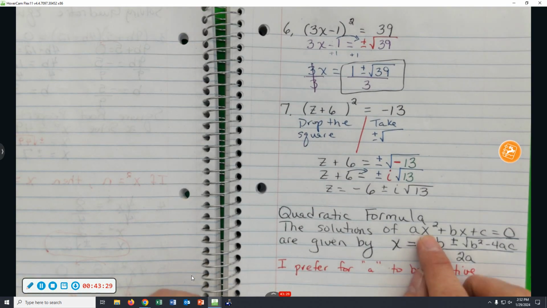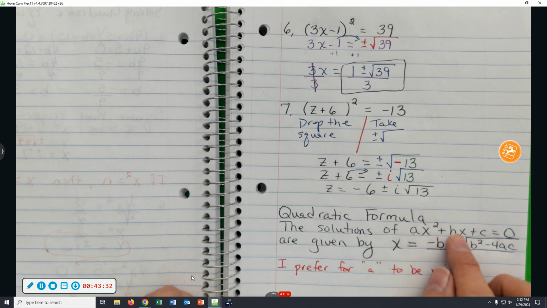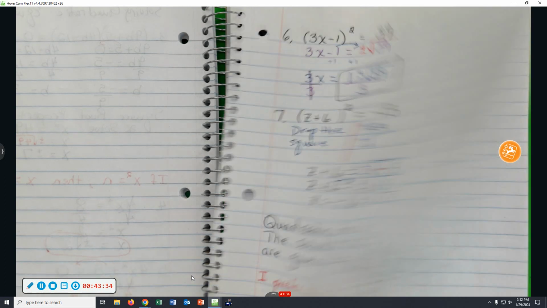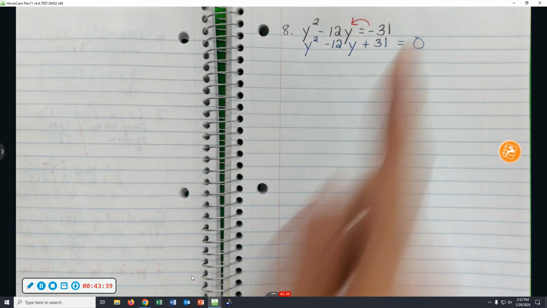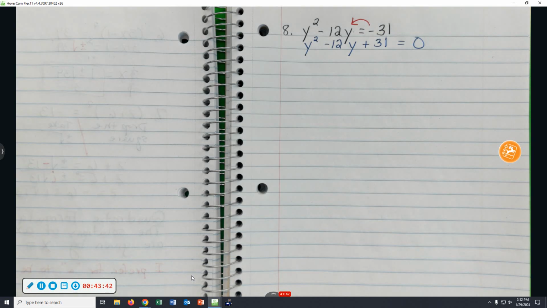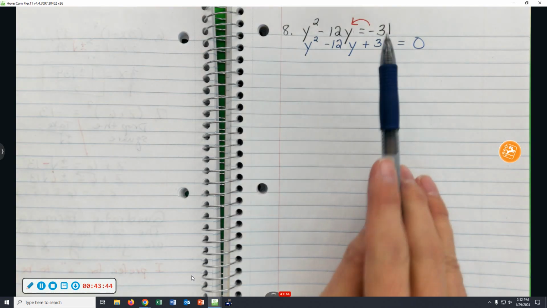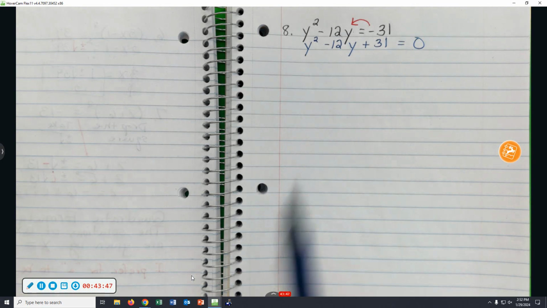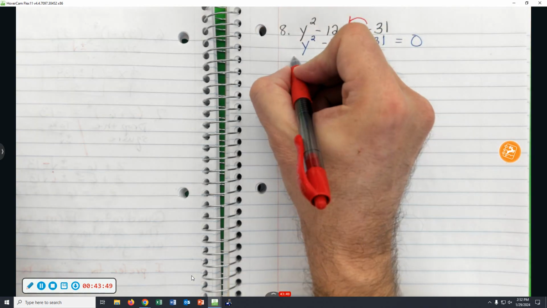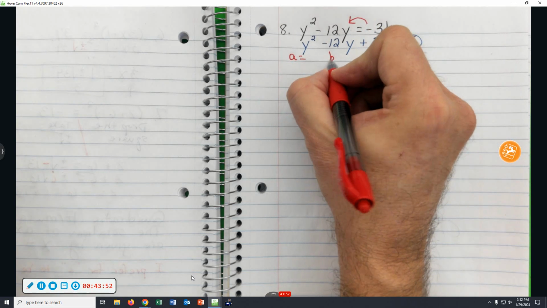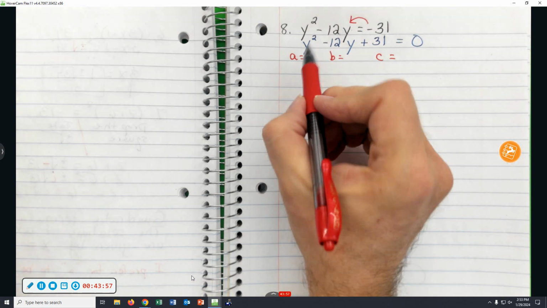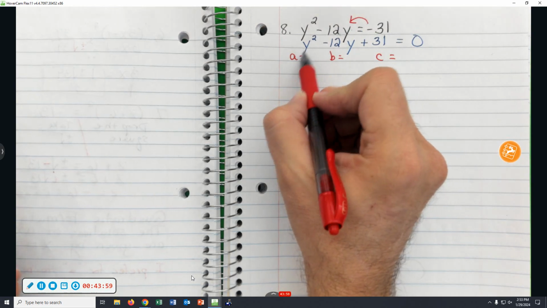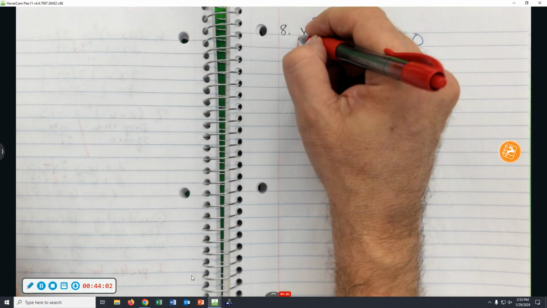To use that quadratic formula, it has to be in this form. Well, I used x: x squared, x, constant equals 0. Y squared, y, constant, 0. Okay. What I do is, once I write it in standard form, I write out the values for A, B, and C. A, B, and C are numbers. Be careful. What's the number in front of y squared? A 1.